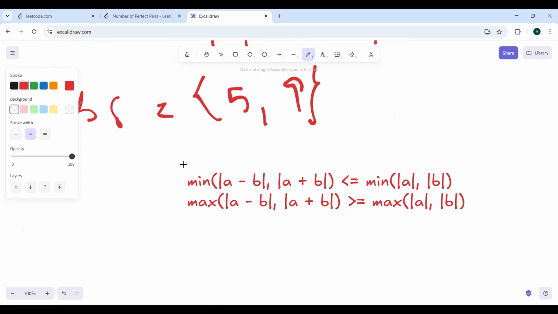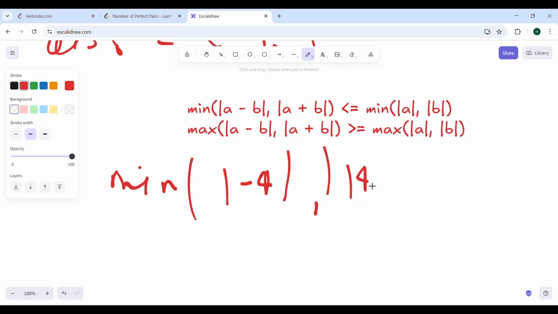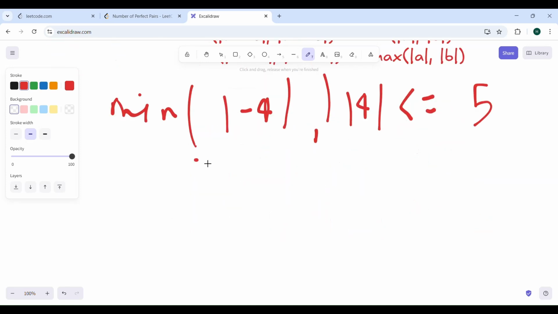So my point was to make this array as 5 comma 9, right? Now let's look at it. 5 comma minus 9, which will be 5 minus 9, which will be minus 4, comma 5 plus 9, which will be 14, less than or equal to the minimum of 5 comma 9, which will be 5. So it will ultimately give me 4 less than or equal to 5, and this condition holds true.